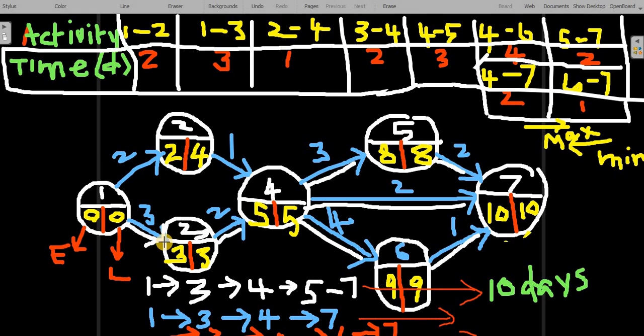Okay. 1 to 3, 3 days. 3 to 4, 2 days, 5 days. 5 plus 2, 7 days. So through the second path, it takes 7 days only. What about the last path? From here to here, 3 days. From here to here, 2 days, 5 days. From 4 to 6, 4 days, 9 days. And from here to here, 10 days again.